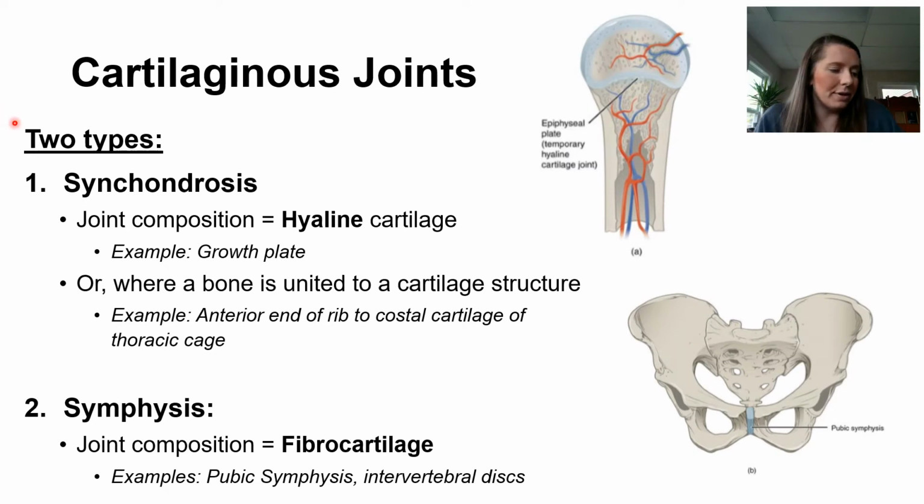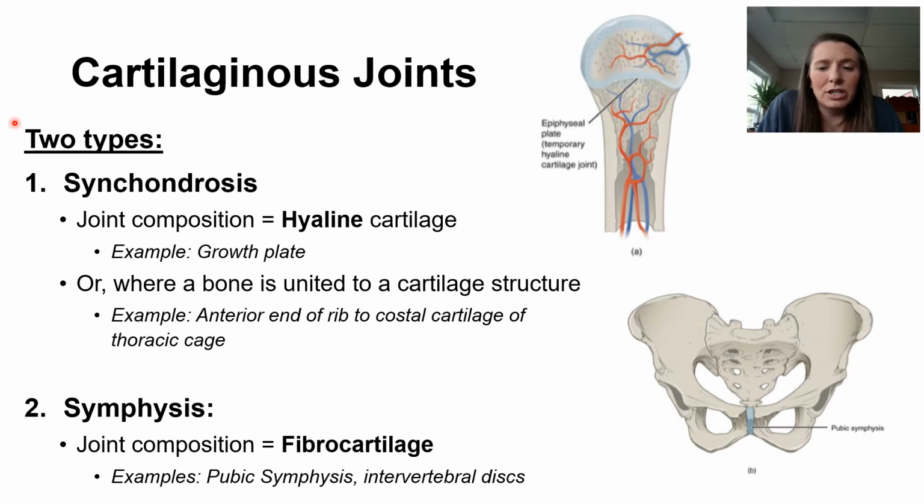So now that we've covered the three major types of fibrous joints, we're going to move into the two subtypes of cartilaginous joints. The first subtype that I'm going to talk to you guys about is called a synchondrosis. And these cartilaginous joints are made of hyaline cartilage. So for an example, our epiphyseal plates, their classification would be a synchondrosis because it is a joint that's made of hyaline cartilage.